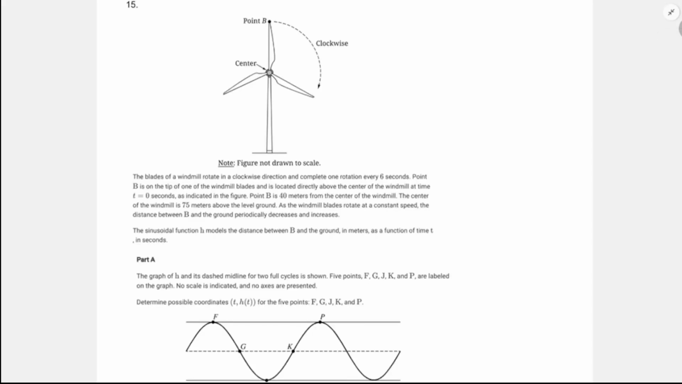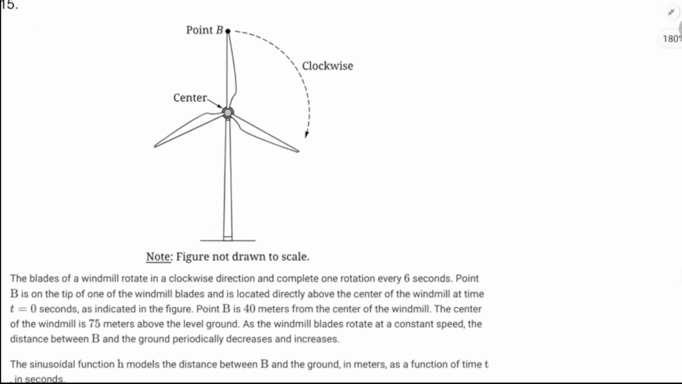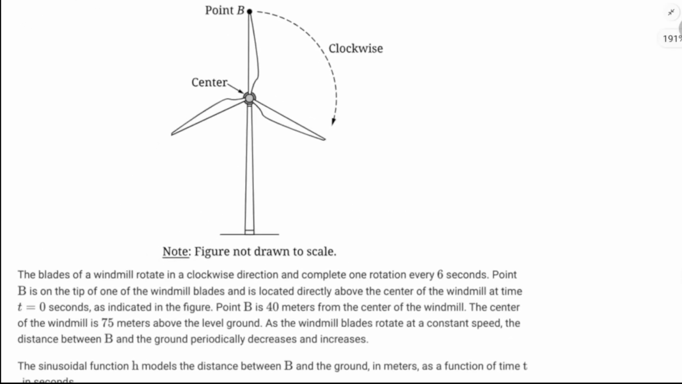Okay, and here we've got one that is very clearly a replica of free response question 3, which is something we need to be ready for because we're definitely going to have one of those on our test in class. All right, the blades of a windmill rotate in a clockwise direction and complete one rotation every 6 seconds. Okay, then point B is on one tip of the windmill blades and is located directly above the center of the windmill at time t equals 0, very much like some of the other situations we've seen. Point B is 40 meters from the center of the windmill. Okay, so I think that's telling me the amplitude is going to end up being 40.